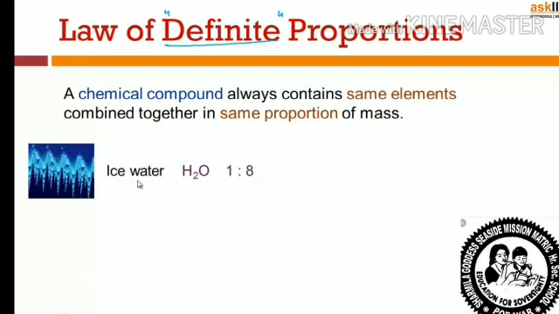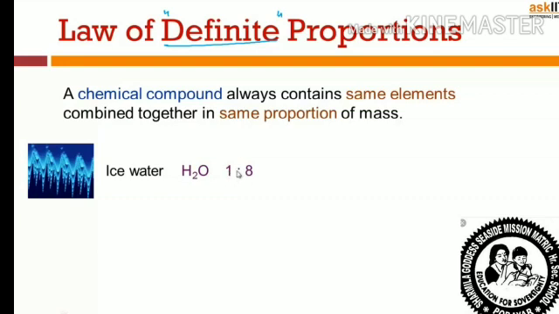If I take water, say ice water, whose chemical composition is H2O, it contains H2O molecules. Here 2 grams of hydrogen react with 16 grams of oxygen. So we have the ratio 1:8. This is the mass ratio of hydrogen and oxygen in ice water. So here hydrogen and oxygen are combined in this ratio of their mass.